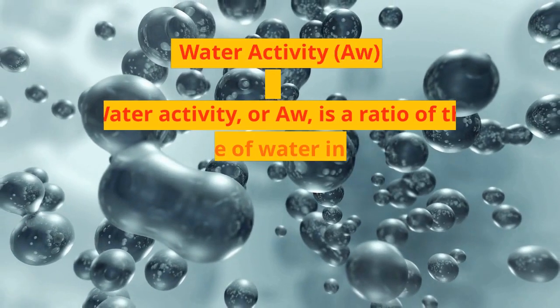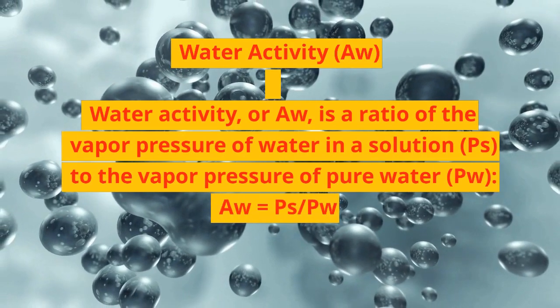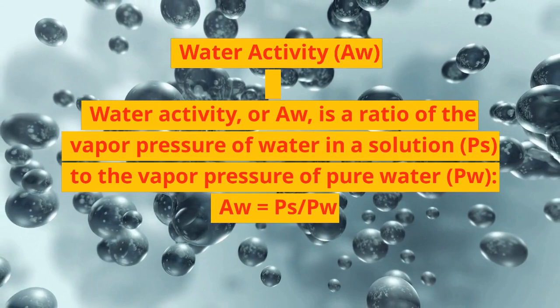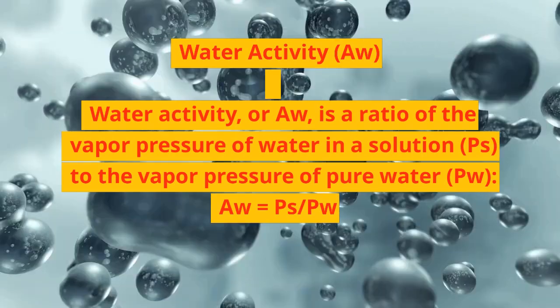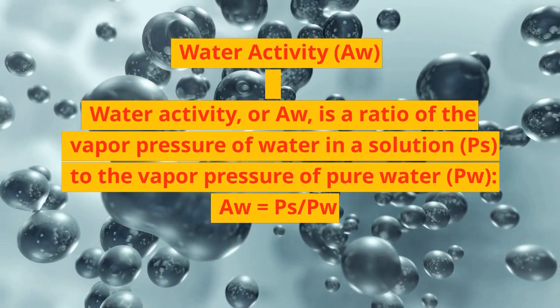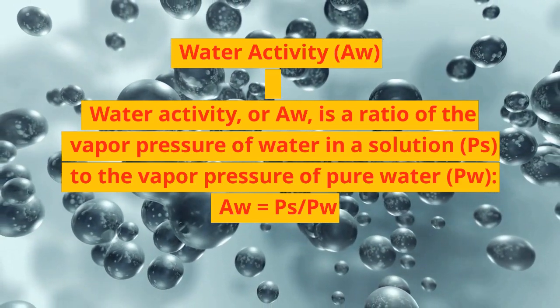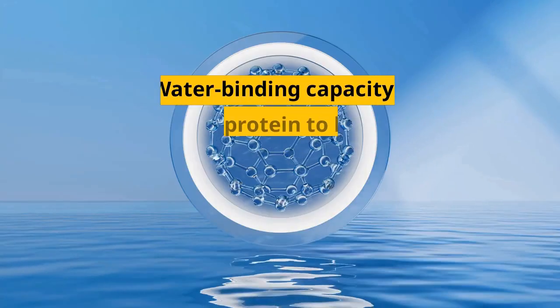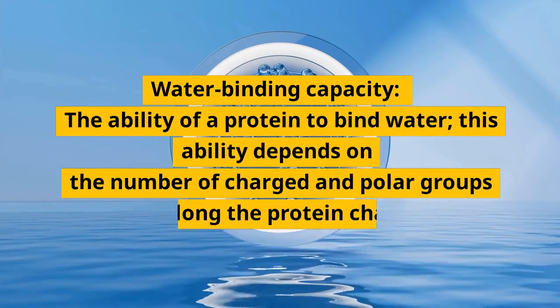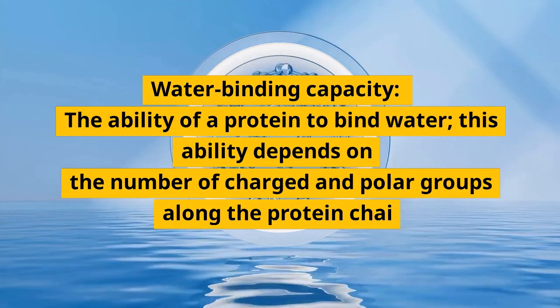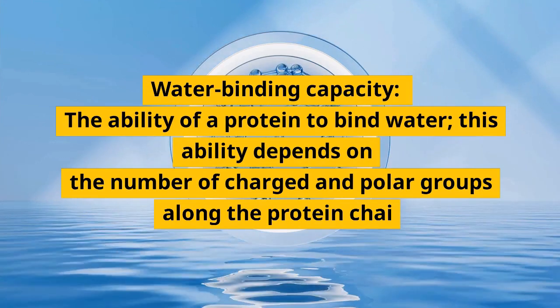Water activity, or AW, is a ratio of the vapor pressure of water in a solution, Ps, to the vapor pressure of pure water, Pw. Aw equals Ps over Pw. Water binding capacity: the ability of a protein to bind water. This ability depends on the number of charged and polar groups along the protein chain.